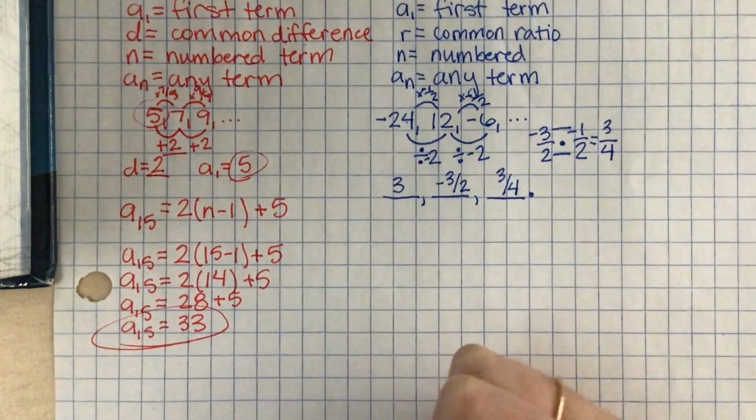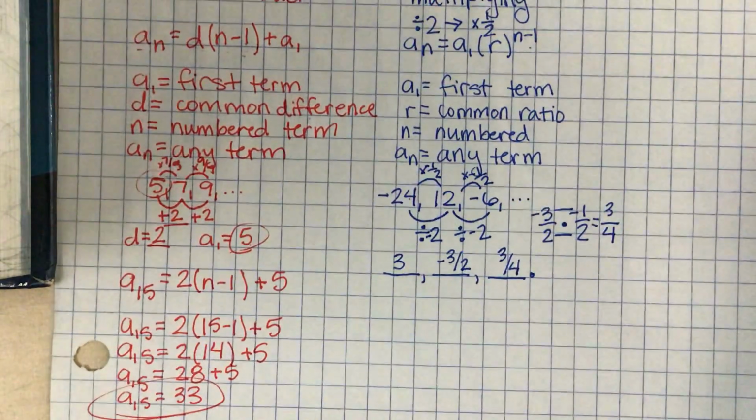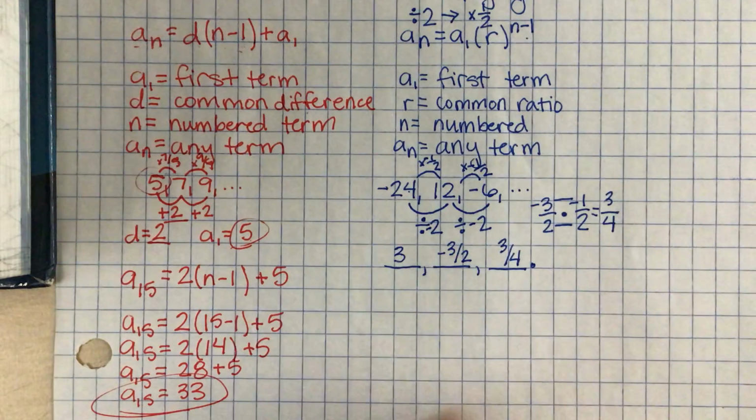But now let's say that we want to say what the common ratio is and use our formula to find whatever term it is we want.